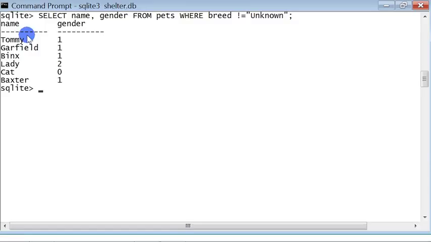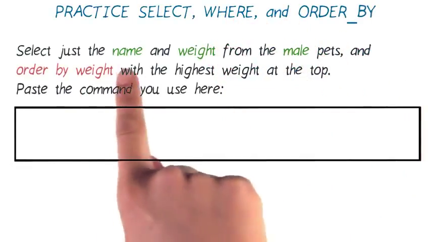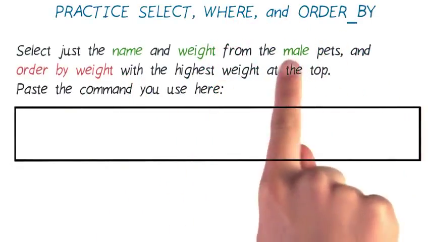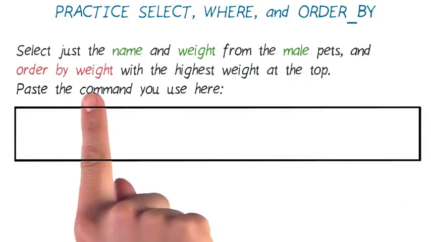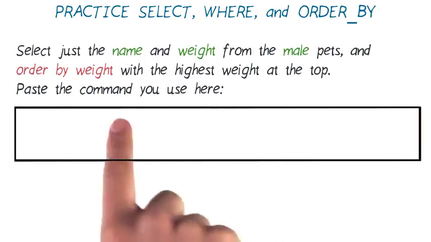As you learn other operations in SQL used to delete and update data, keep in mind that you can use the where clause to specify the data that you want to affect. So for this practice set, select just the name and weight from the male pets, and then order that by weight with the highest weight at the top. And I'd like you to paste the command that you used in this box here.